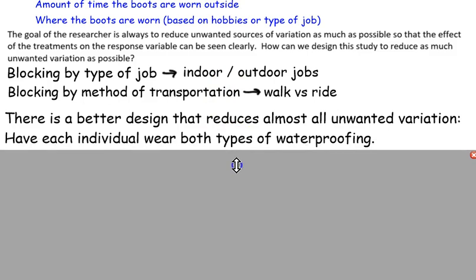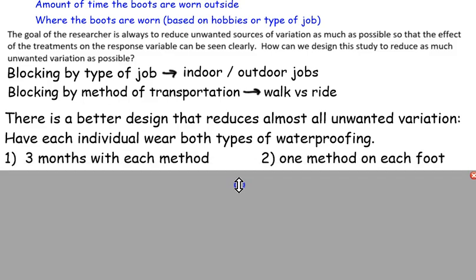It's have each individual wear both types of waterproofing. This could be done one of two ways. Either they could wear one type of waterproof boots for 3 months and then switch and wear the other pair for another 3 months, or they could wear one method on each foot.